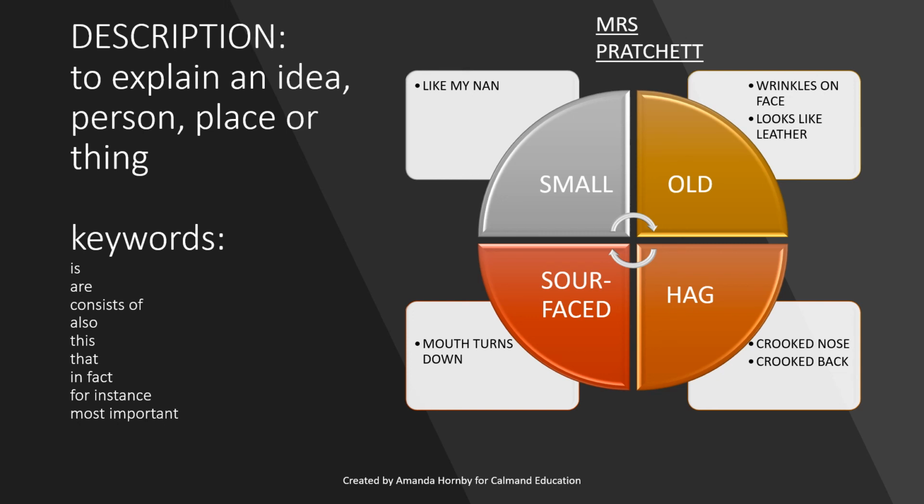So, as a description, this is an example of a mind map, and you would have the topic either at the top or at the bottom or in the middle. It would explain an idea, a person, a place or a thing, and you would give them a list of keywords that they would need to use with that type of organisation and description.